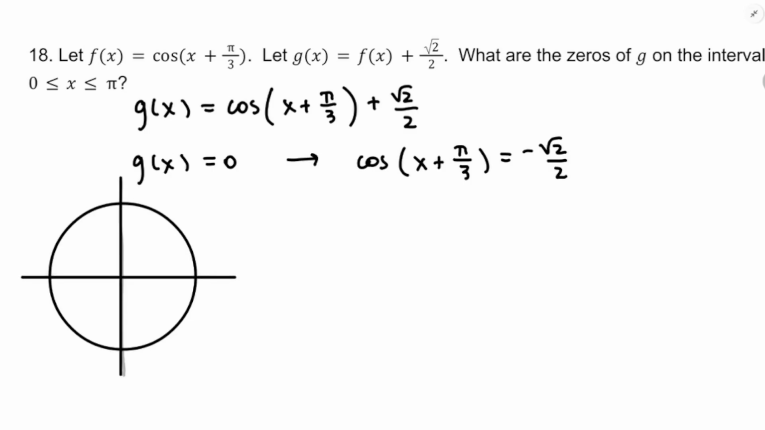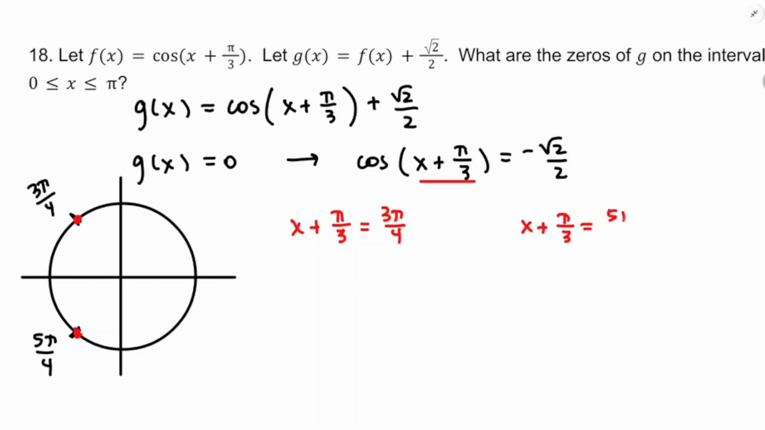And root 2 over 2 corresponds to pi over 4s. And cosine is negative where x is negative, so that'll be over here and down there. It's looking like 3 pi over 4 and 5 pi over 4. And so now, okay, that's what x plus pi over 3 is going to equal. These spots right here. So x plus pi over 3 equals 3 pi over 4, and x plus pi over 3 equals 5 pi over 4.